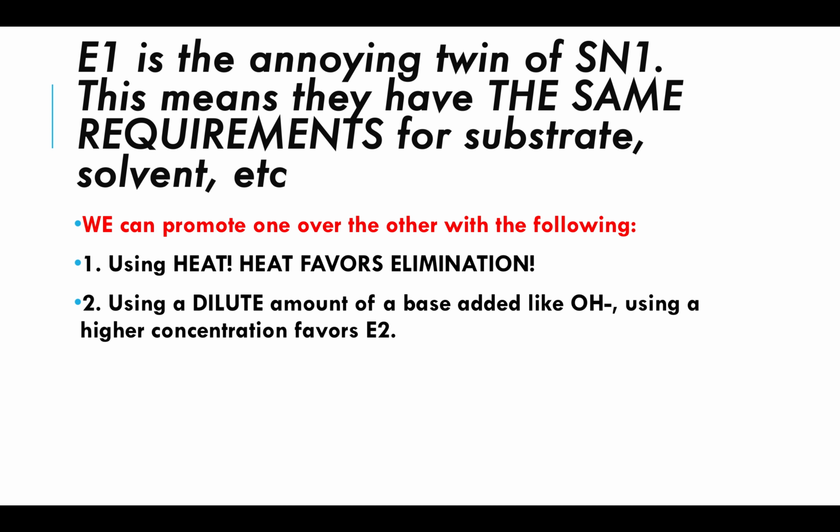How can we promote E1 over SN1? Here are the most important things. Heat. Heat favors elimination. Just like in your experiment, when you dehydrated cyclohexanol, we had to really use a distillation setup. Next, if I use a lot of strong base, I will immediately favor E2. But if I use strong base in a very dilute amount, then we can still favor E1.